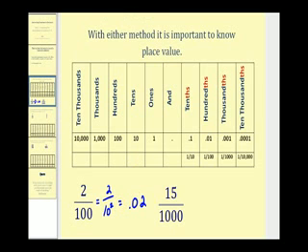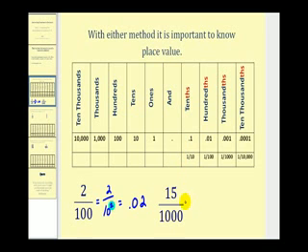Another nice way to double check is, notice that our denominator would be 10 to the power of 2, and this power of 2 again tells us how many decimal places we must have to the right of the decimal. We have a power of 2 and 2 places to the right of the decimal point.